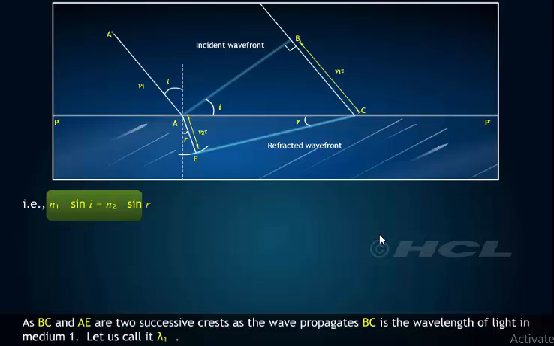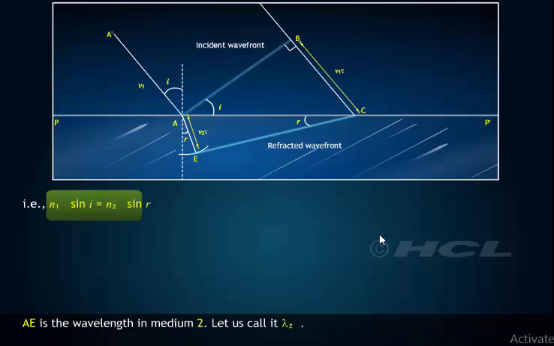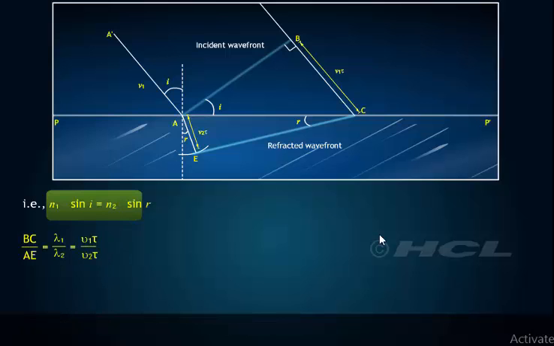As BC and AE are two successive crests, as the wave propagates, BC is the wavelength of light in medium 1. Let us call it lambda 1. AE is the wavelength in medium 2. Let's call it lambda 2. Therefore, BC by AE equals lambda 1 by lambda 2 equals V1t by V2t equals V1 by V2. Or V1 by lambda 1 equals V2 by lambda 2.